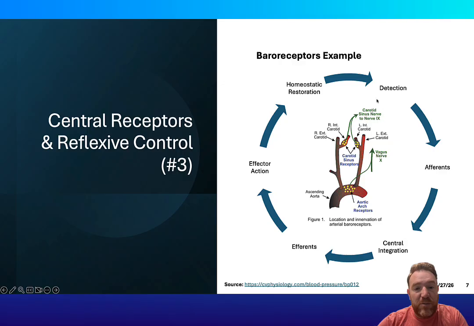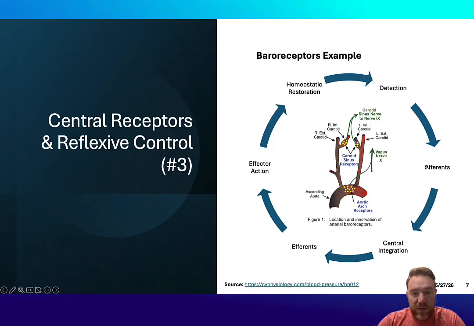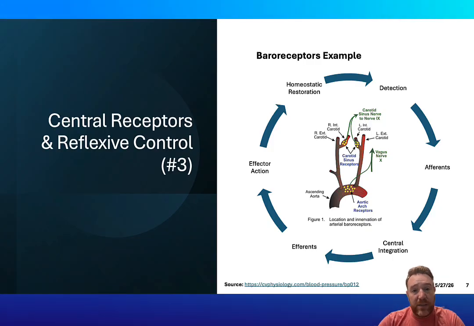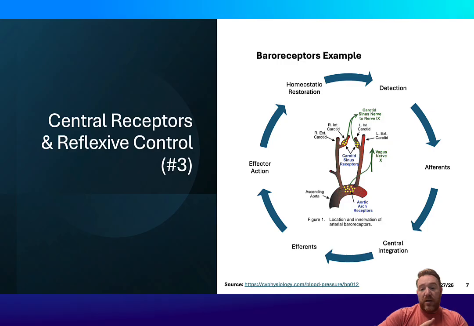It's going to detect what's happening first, and it's going to do that through its afferents, so that sensory information coming back, which all autonomics are going to have motor and sensory on them, general visceral efferent and afferent.